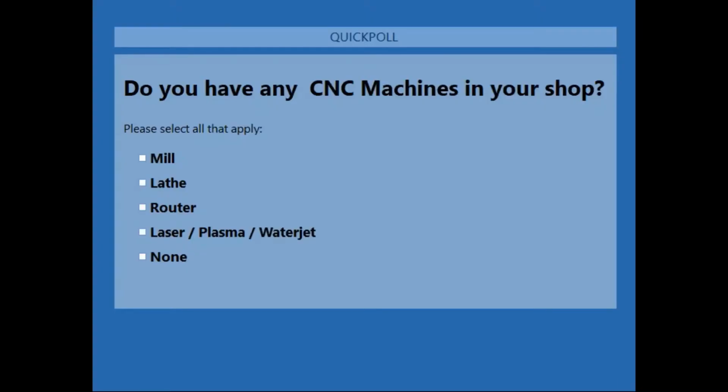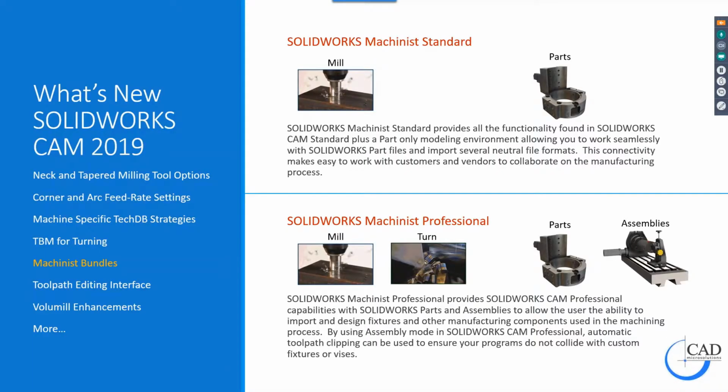SolidWorks came out with these Machinist Bundles. Hopefully I didn't cut out too early in this section, but there are two different bundles for shops where, for example, your programmer doesn't do a whole lot of design work inside of SolidWorks. These are two great packages for that person because it's not a full version of SolidWorks. With the Machinist Standard, what you're getting is the ability to do parts only and milling only. It's the SolidWorks part-only modeling environment, so you can still completely model parts and add chamfers and do all of that within SolidWorks. It's just a reduced version of SolidWorks with the SolidWorks CAM Standard inside of it. Same with the SolidWorks Machinist Professional.